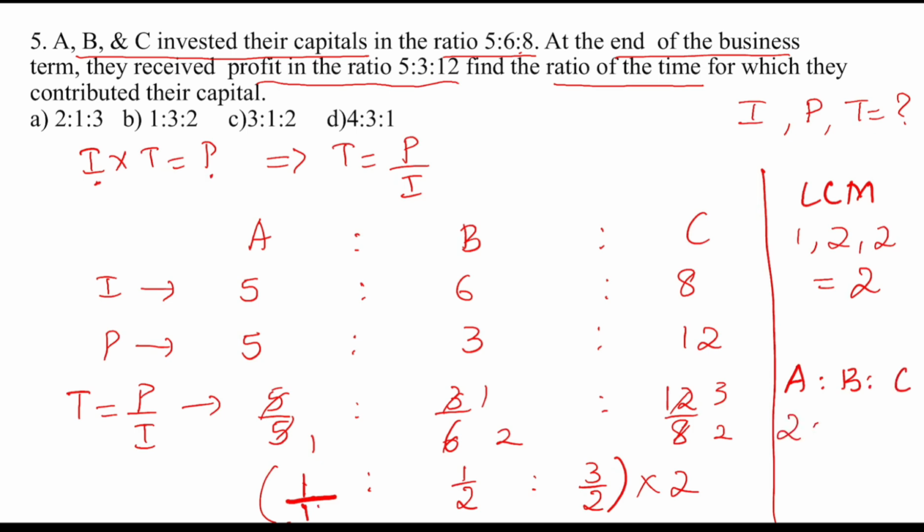1 into 2 is 2. 1 by 2 into 2 is 1, the 2s get cancelled. 3 by 2 into 2, again the 2s get cancelled. What remains? 3. So therefore A is to B is to C is 2 is to 1 is to 3. Okay. That is option A is the answer. The time ratio is 2 is to 1 is to 3. Okay. Next problem.